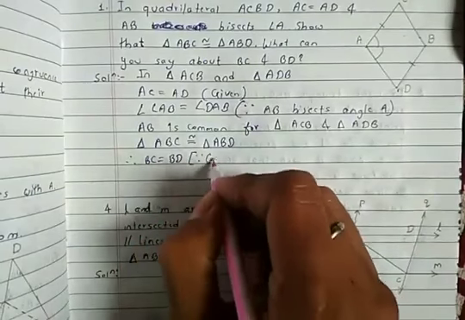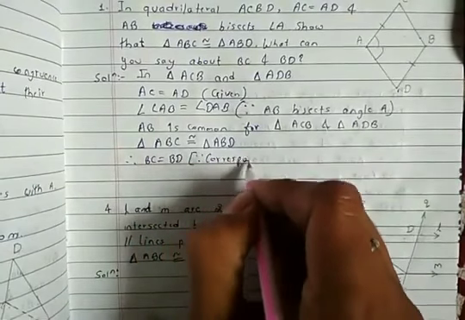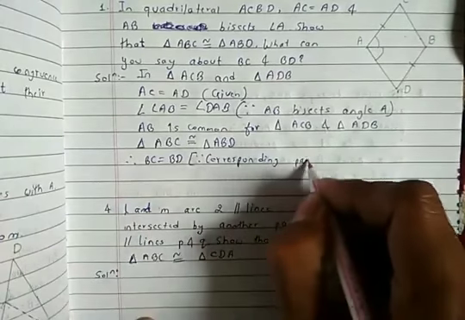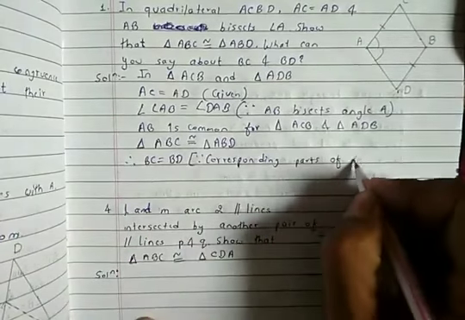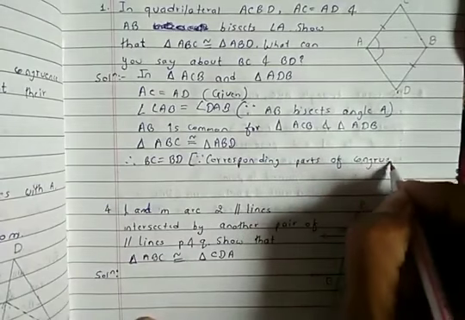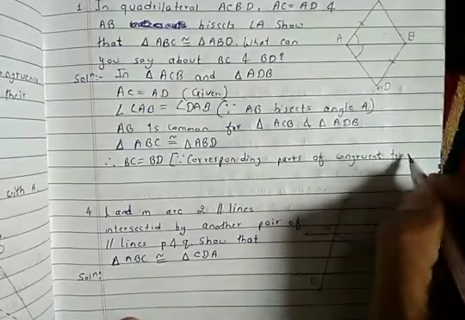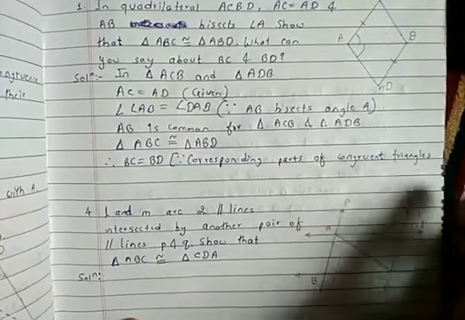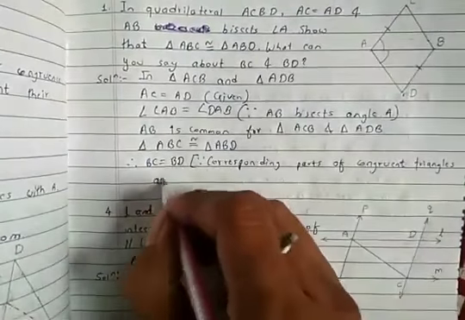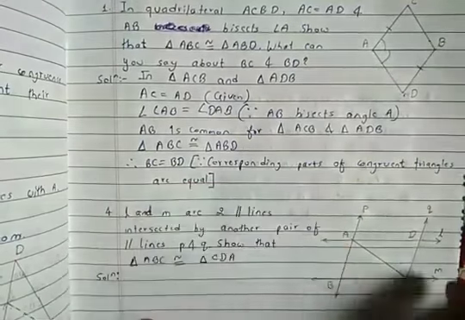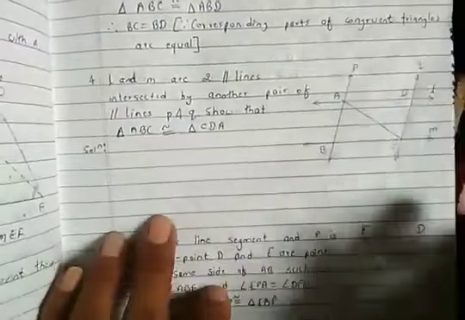Why you can say this? Because corresponding parts of congruent triangles are equal. Okay, now let's solve question number 4.